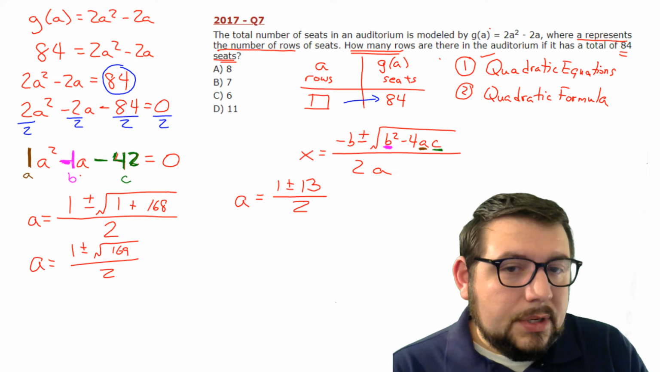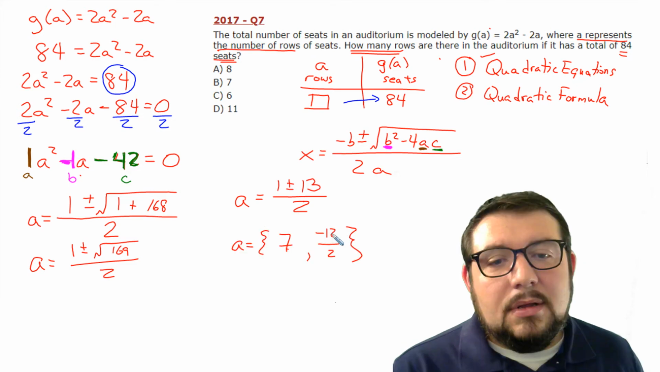And now we have a really easy problem here. There are two possible answers because this is plus or minus. So we need one for if there was a plus sign and one for if there was a minus sign. So we're going to make our brackets. That means we're making a list. 1 plus 13 is 14 divided by 2. And then 1 minus 13 is negative 12 divided by 2. Now we simplify. 14 divided by 2 is 7. And negative 12 divided by 2 is negative 6. Okay, so there we go.